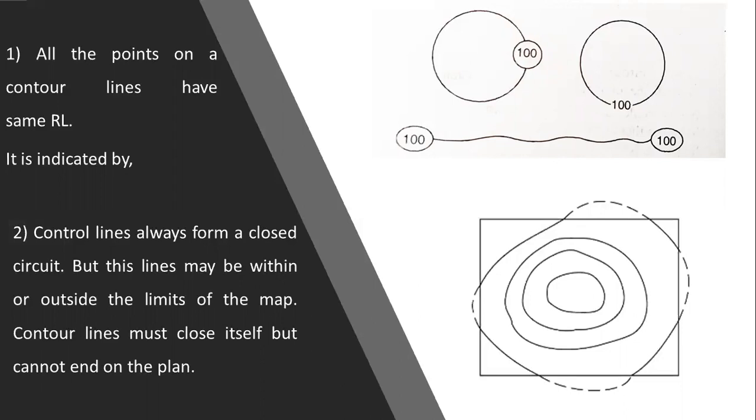The next is, all the points on a contour line have the same RL, for example 100. The next is that a contour line always forms a closed circuit, but this line may be within or outside the limit of the map. Contour lines must close themselves but cannot end on the line. Here we see the figure: the contour line is always in a closed circuit, within or outside the limit of the map.